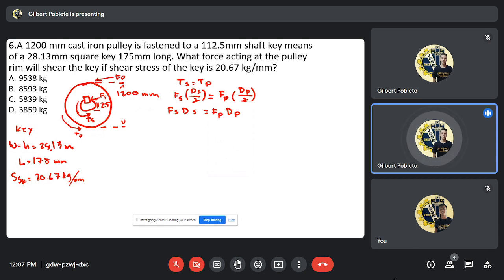So, ayan. So, para makuha natin yung force ng shaft natin, pwede natin gamitin yung shearing stress ng key natin, given. So, meron tayong Ss equals to Fs, force ng shaft, tapos yung width length. And so, meron tayong shearing stress na 20.67 equals natin siya sa Fs over, meron tayong given na width na 28.13. So, same yung width at height kasi square key siya.